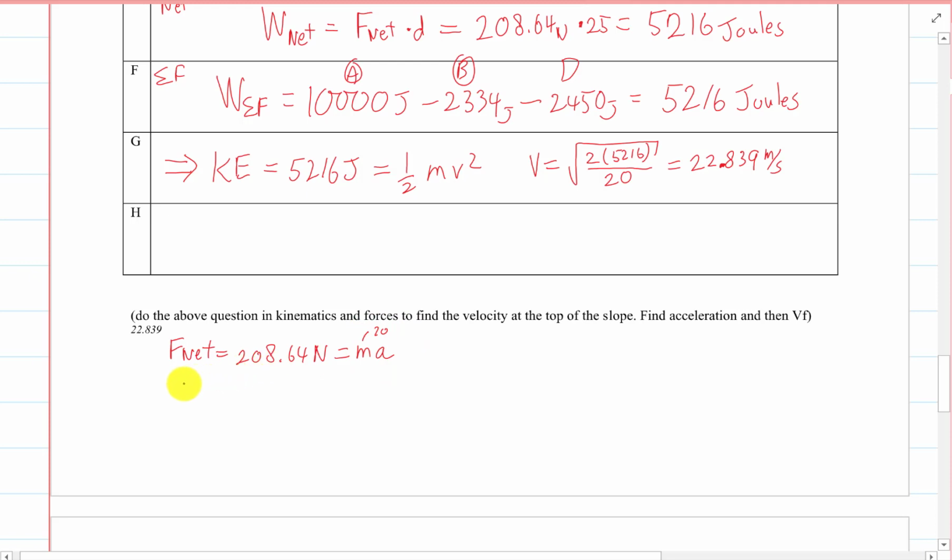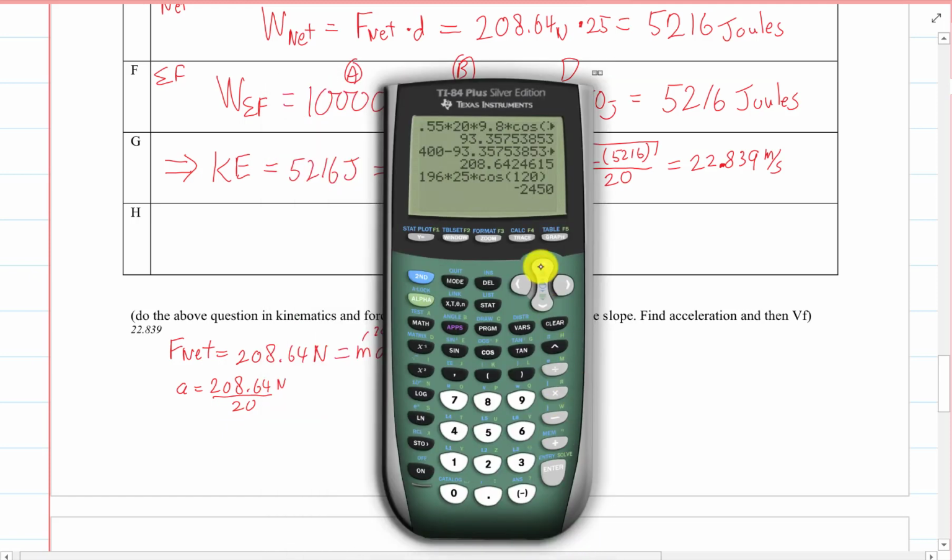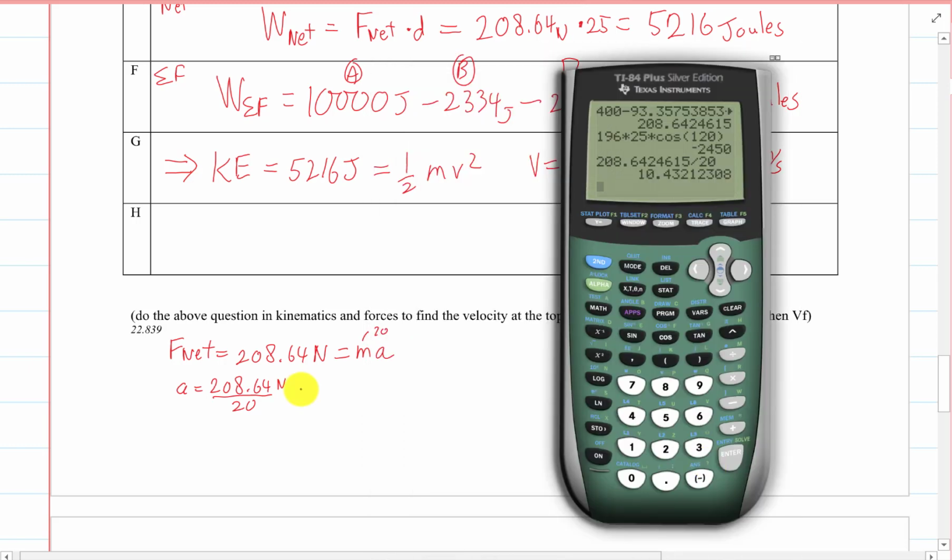Acceleration is 208.64 divided by 20. I'll take this and divide it by 20. We're doing the kinematics way. It's accelerating up the slope stinkingly fast at 10.4321 meters per second squared. The initial speed is 0. The distance is 25 meters. So calculate the final speed.